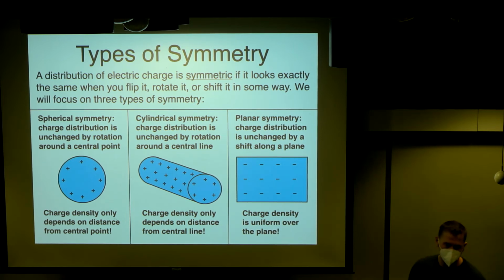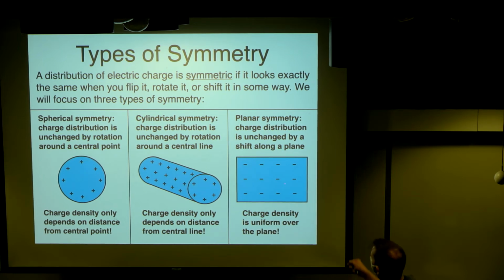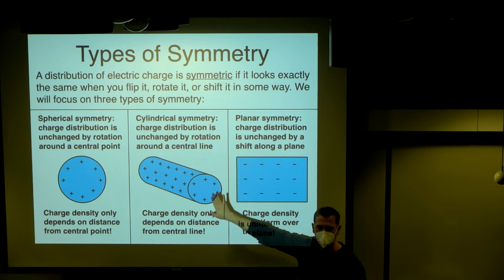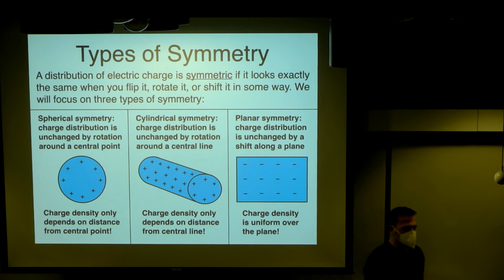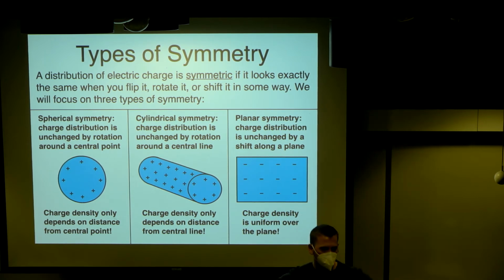So what kind of symmetry are we dealing with here? In other words, what way can we sort of shift or rotate things and it still looks the same? When you have planar symmetry, that just means if you shift along the plane in any direction, just move up, down, left or right along the plane, it still looks exactly the same. So in this case, imagine you had a really big sheet of charge where, let's say there's negative charge evenly spread out throughout the sheet, right?